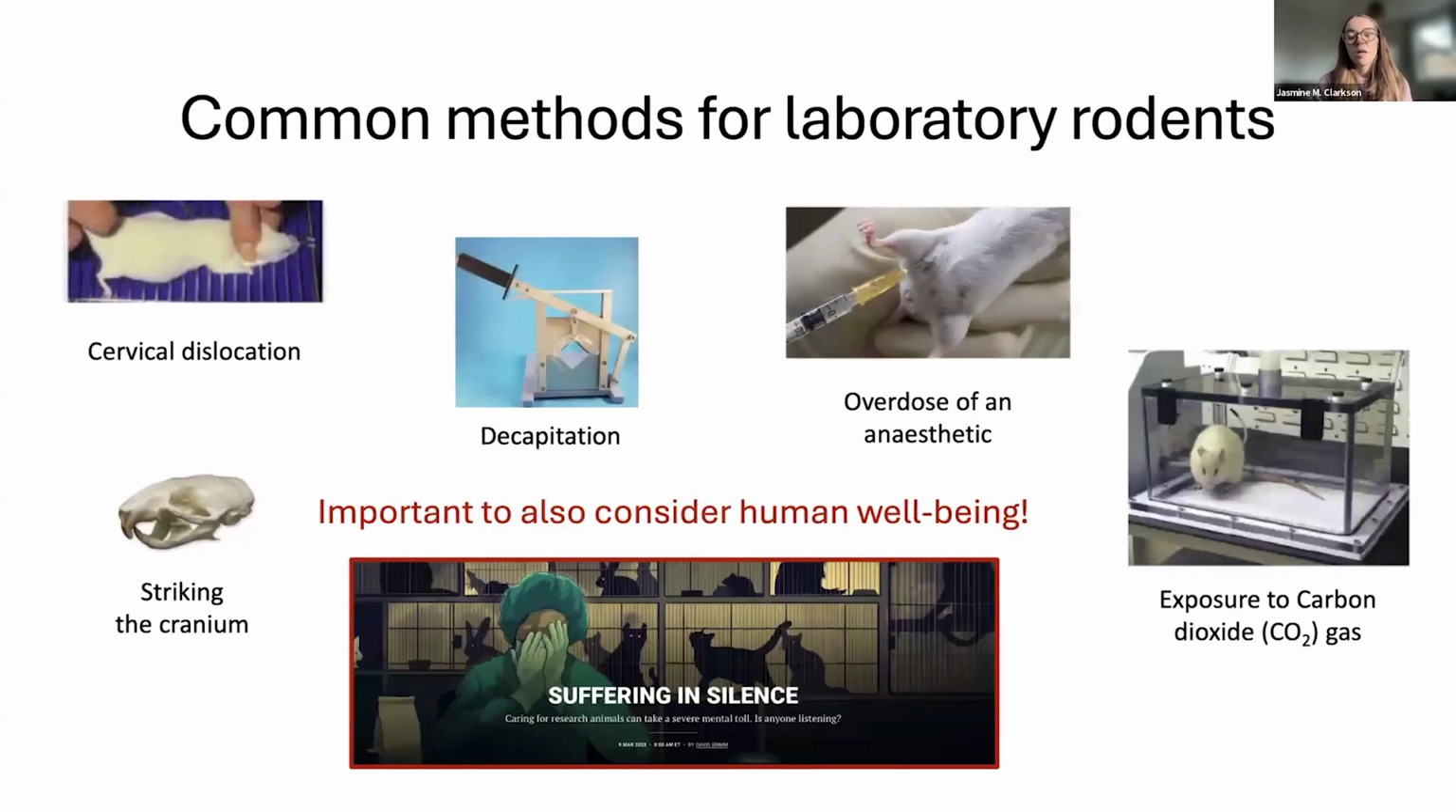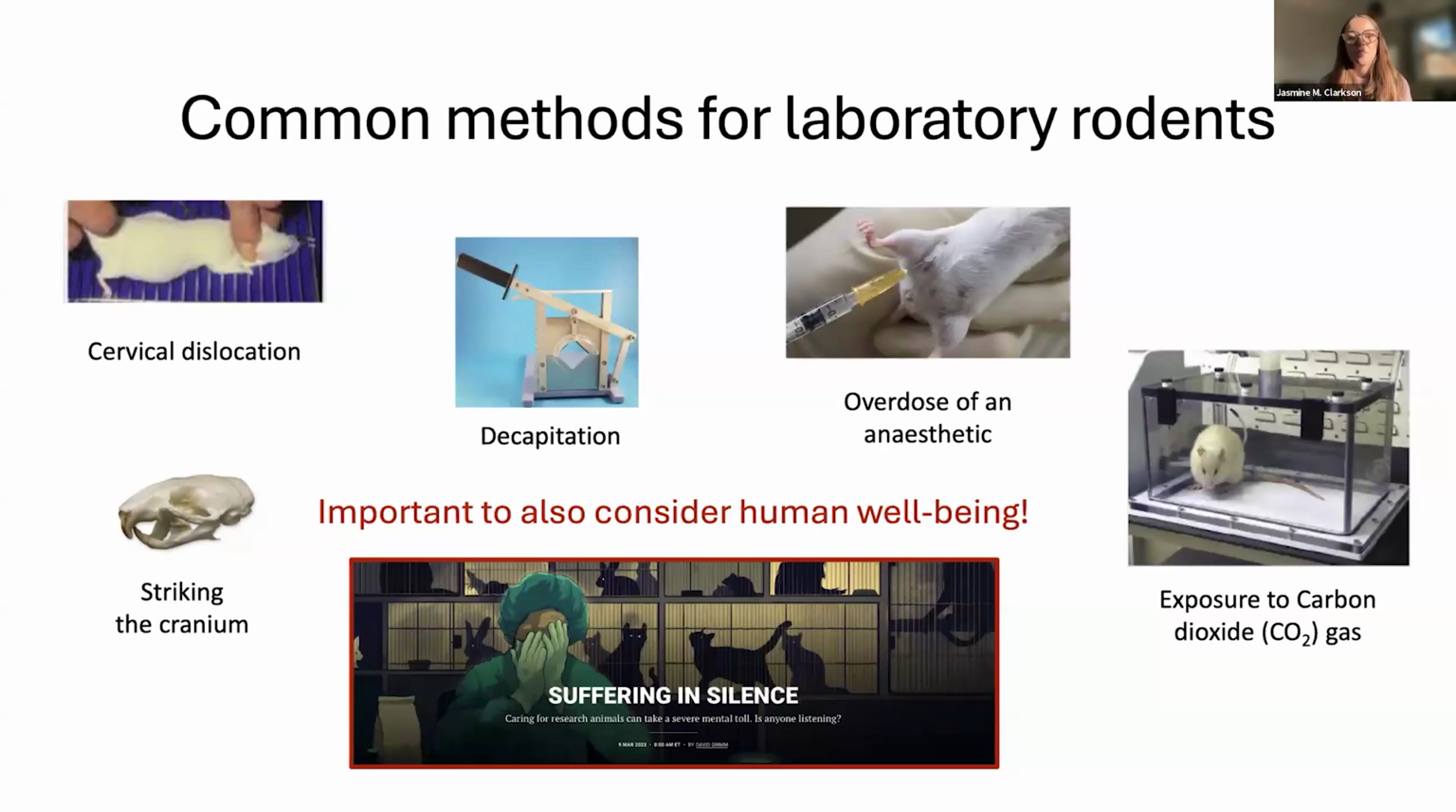Aside from the requirement of some of these methods to be used with additional permissions in some countries, the most commonly used methods, at least in my experience, are cervical dislocation, striking the cranium or blunt force trauma, decapitation, overdose of an anesthetic, and exposure to CO2 gas. Therefore, in this talk I wanted to summarise the existing research that has focused on assessing whether these methods are capable of providing a humane death, before moving on to more recent work that we've been doing to try and refine some of these methods.